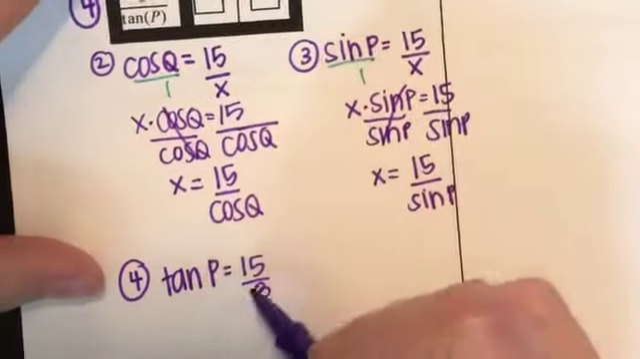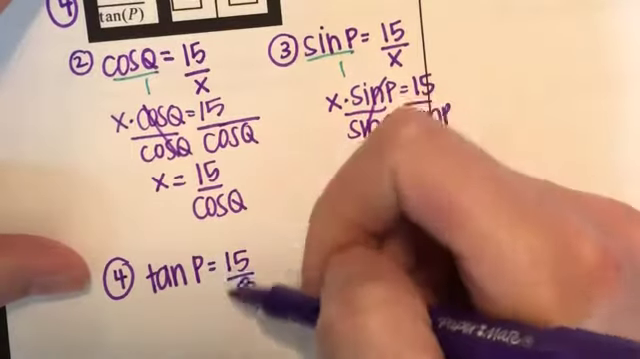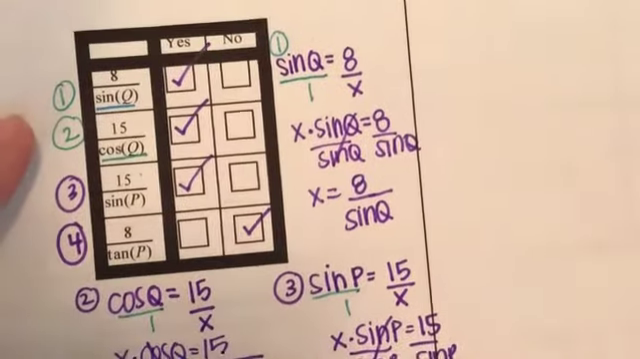So there's nothing that you can even solve for x right here. It doesn't even include the missing side. So that is not going to work.